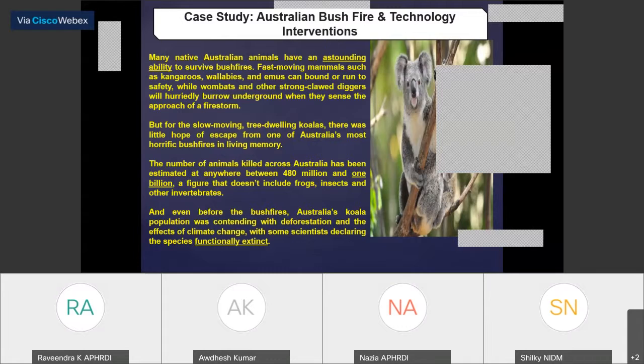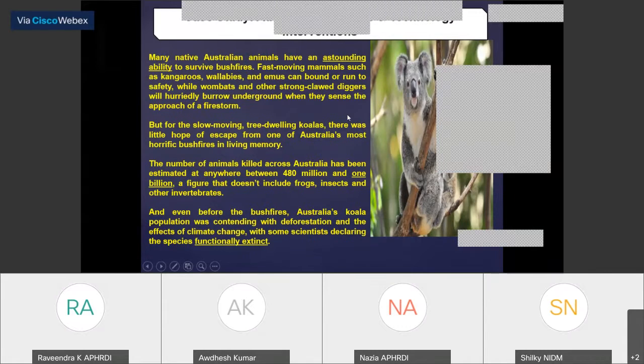Now I am presenting the case study of Australia. Recently, in the Australian bushfire, technology interventions helped a lot. There are certain animals that have the astounding ability to run from the disaster, and usually they are the fast-moving ones, like the cheetah and other animals, kangaroos, wallabies, etc. They can run fast from the disaster-affected area, but there are certain ones who cannot run fast.